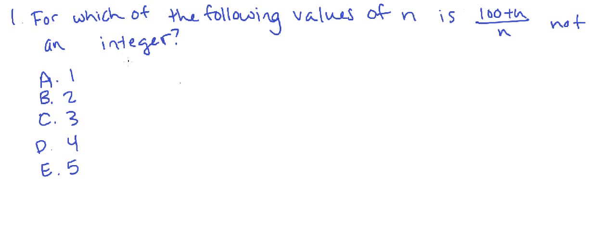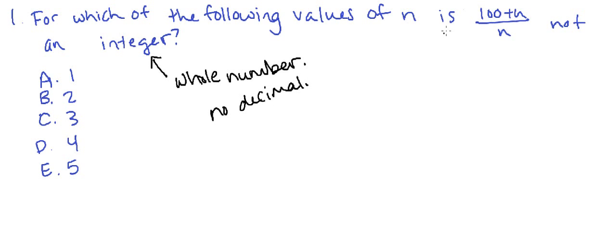So our first problem says, for which of the following values of n is (100 + n) over n not an integer? So what you want to think of here, first of all, is what is an integer? That's essentially what this problem is asking, and it's always helpful to think, what is this problem asking me? Why is it asking it? An integer, if you remember, is a whole number, so it cannot have a decimal. Whole number, no decimal.